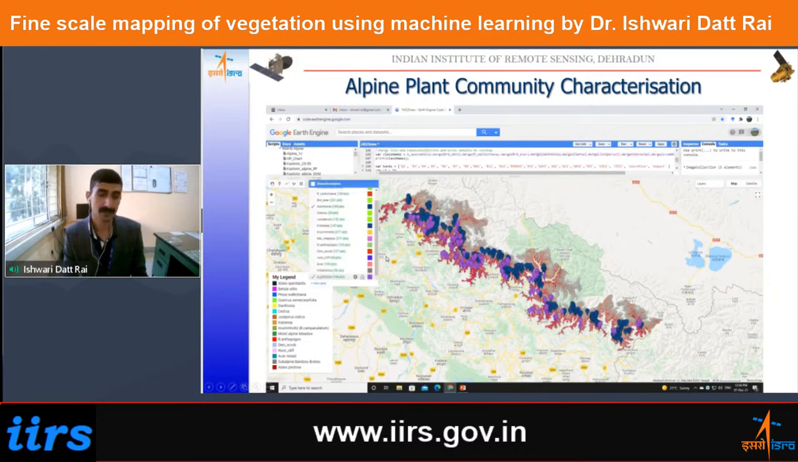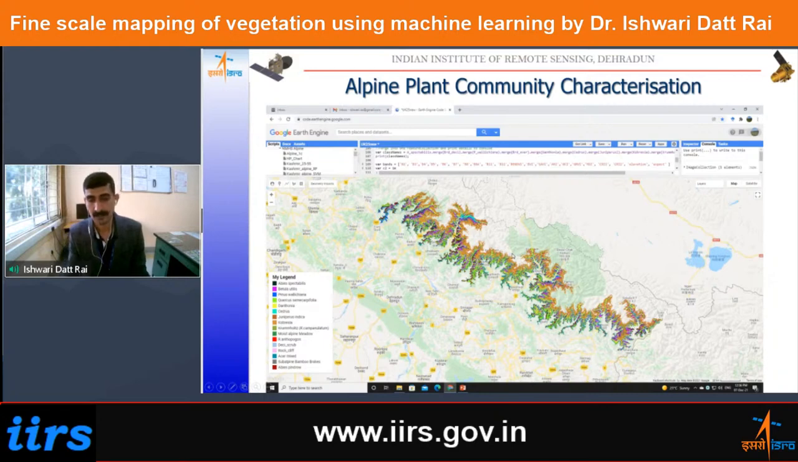These are the distribution of two different classes, the Danthonia and the Abies pindrow, showing how the training points are distributed in the entire landscape. This is just an example of two classes, and you can see the number of different points generated for the other classes also. Now you can see the final outputs generated through this random forest algorithm in the Google Earth Engine cloud platform.